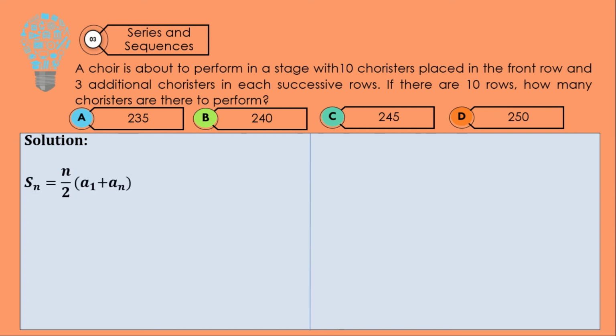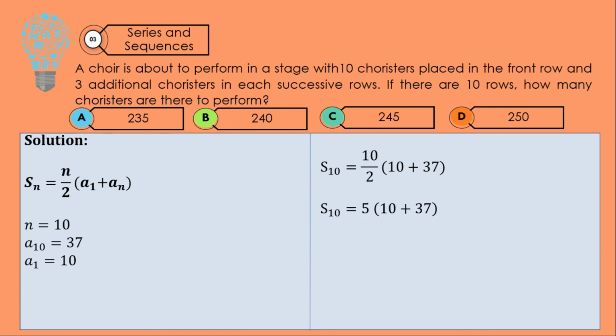Therefore, we need to use the arithmetic series formula. 10 is our n, since we have 10 rows. a sub n, which will be a sub 10, is equivalent to 37 based on our answer in the first problem, and a sub 1 is equivalent to 10. Now, let's substitute the given to the formula. We'll have S sub 10 is equal to 10 over 2 times the quantity 10 plus 37. Divide 10 by 2, we'll have 5. Multiplied to 10 plus 37, add 10 and 37, we'll have 47.